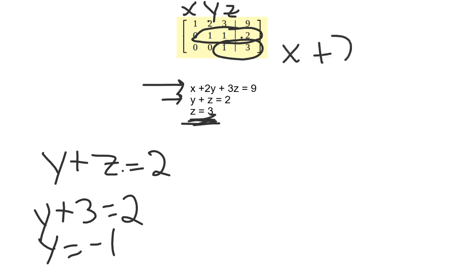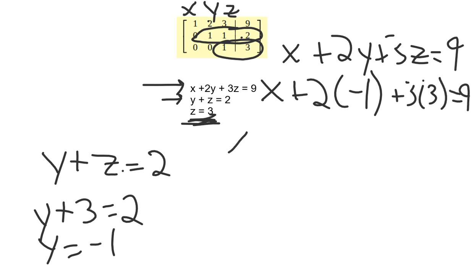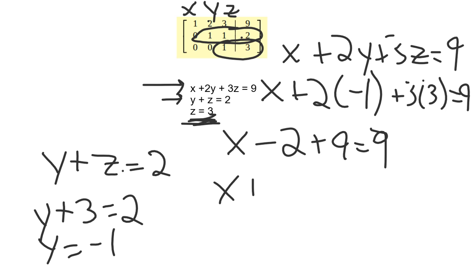So I've got x plus 2y plus 3z equals 9. Don't know x yet. I know that y is a negative 1. I know that z is a 3. And I've got my 9. So I've got x minus 2 plus 9 equals 9. x plus 7 equals 9.